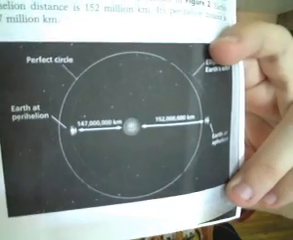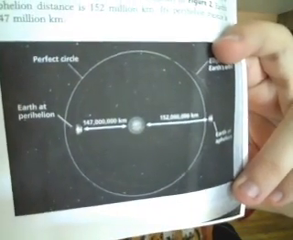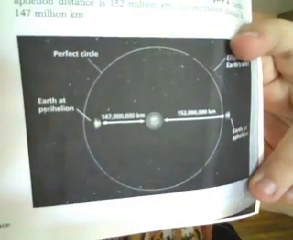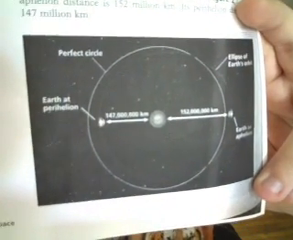Note that this image is slightly distorted to show what a perfect circle is and what we have as aphelions and perihelions.